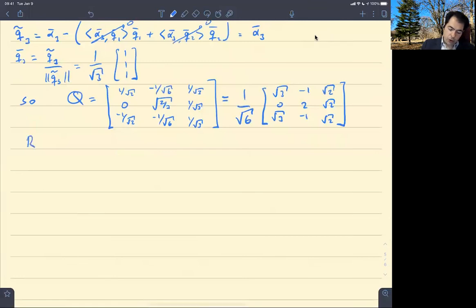Okay, having found Q, we can find R as just Q star times A. So Q star would be 1 over square root of 6, and then every column becomes a row, or every row becomes a column.